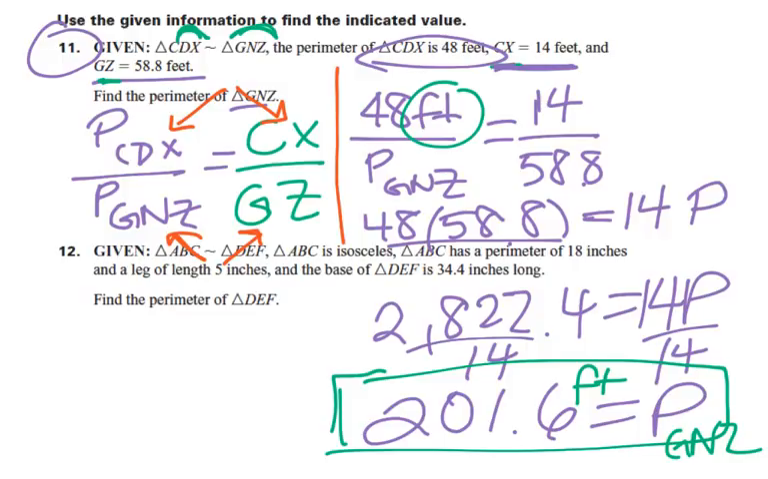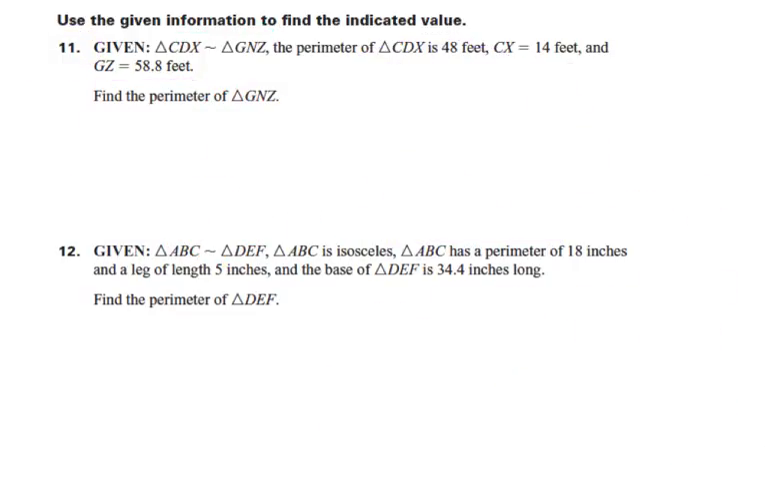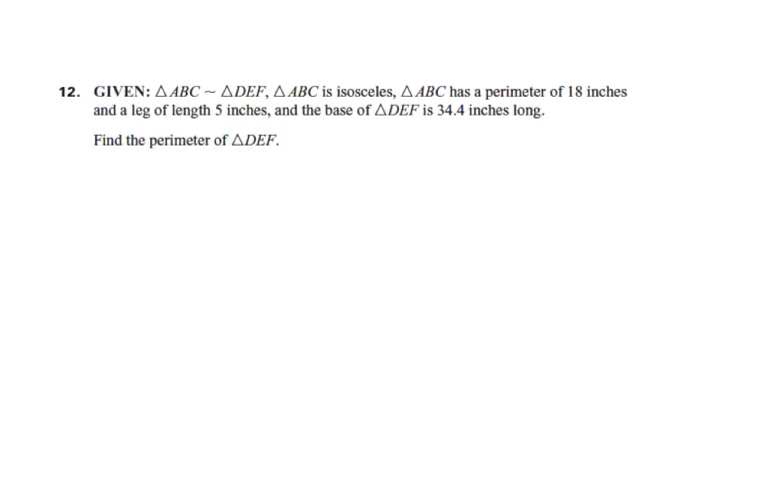So let's clear the screen again. All right. Given triangle ABC is similar to triangle DEF, ABC is isosceles, and ABC has a perimeter of 18 inches and a leg length of 5, and the base of triangle DEF is 34.4. Find the perimeter of triangle DEF.